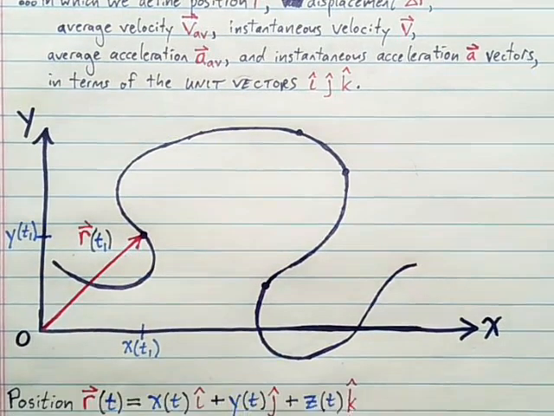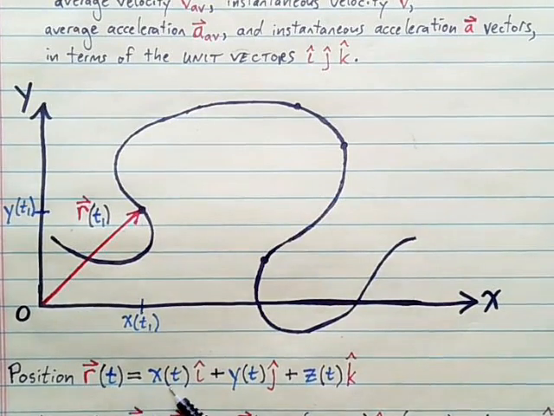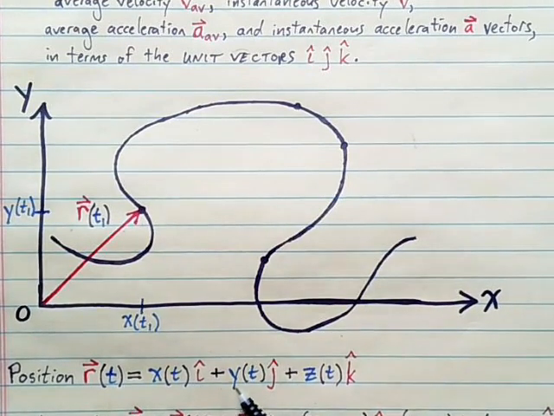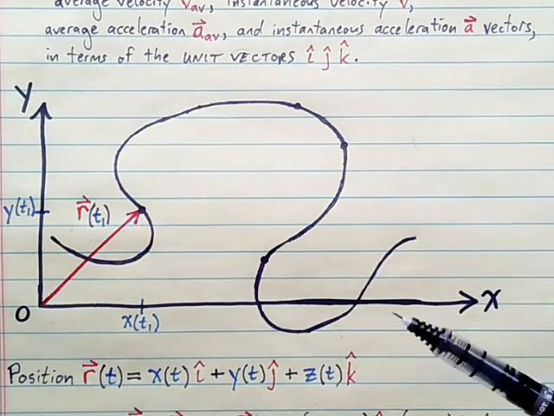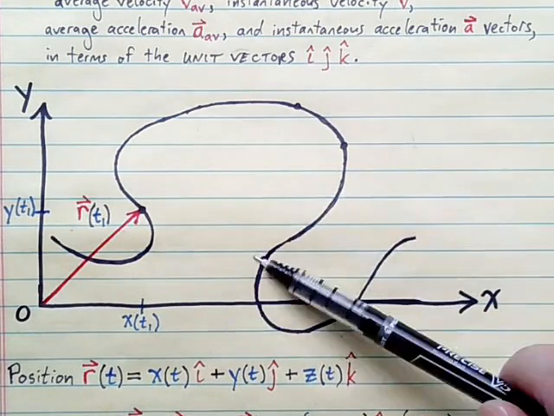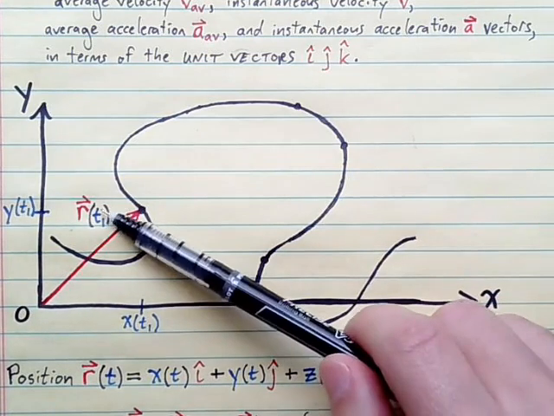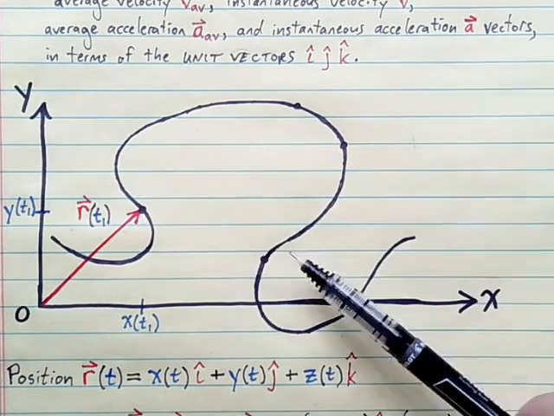So let's define your position vector. R as a function of time will equal your x coordinate times i hat plus your y coordinate times j hat plus your z coordinate times k hat if you happen to be moving in the z direction as well. So each of your 3 coordinates are the scalar components of your position vector, and those scalar components are functions of time. We say the path is parameterized by time. Time is the parameter. By picking a specific value of time, it tells you where you are on that path.